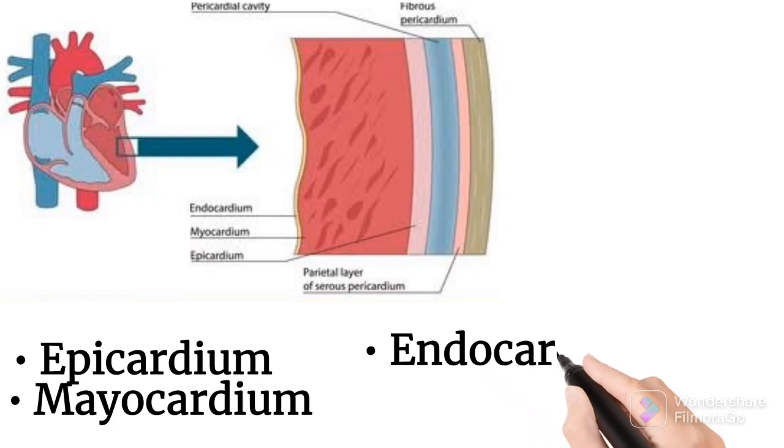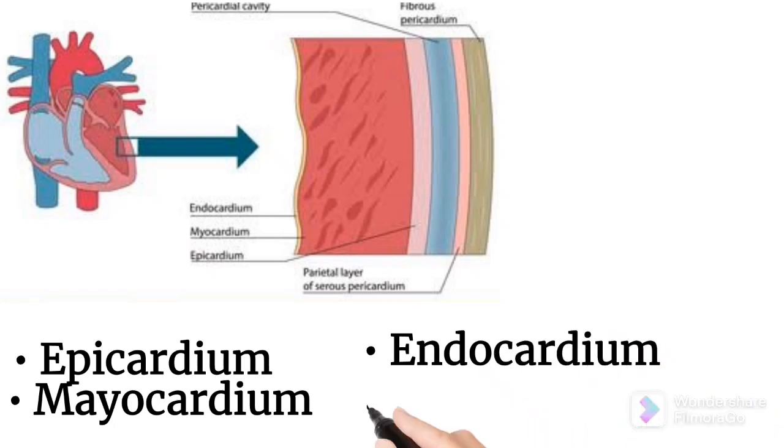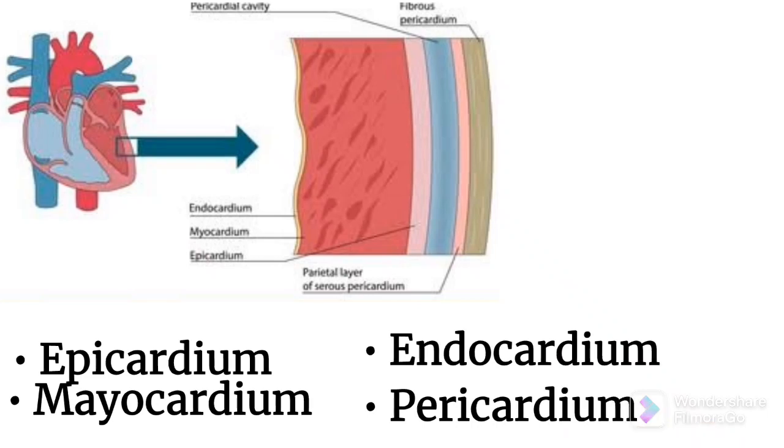Endocardium. The endocardium is a thin, protective layer on the inside of the heart. It is made of smooth, slippery endothelial cells, which prevent blood from sticking to the inside of the heart and forming deadly blood clots. These layers are surrounded by the pericardium.